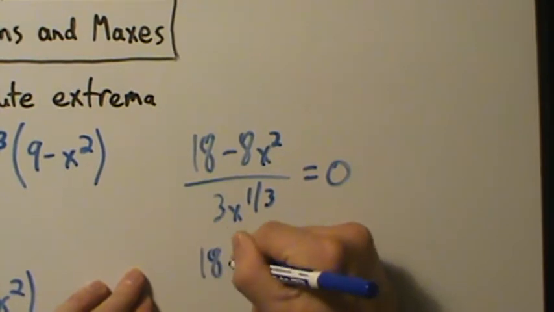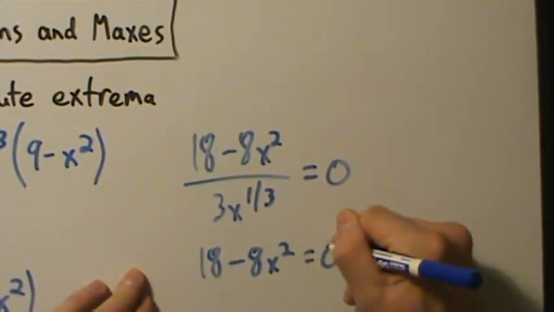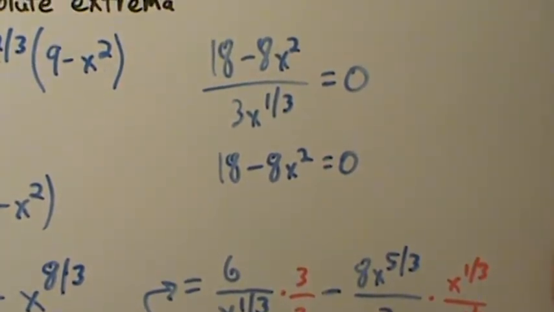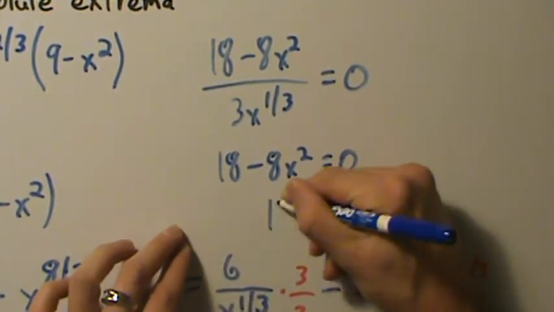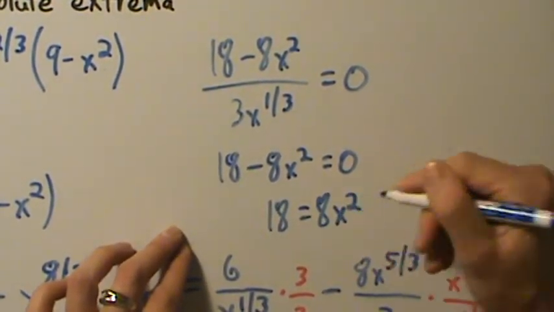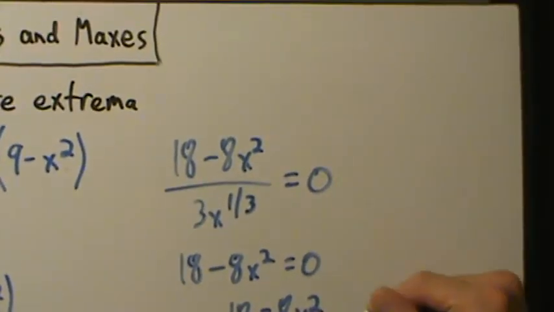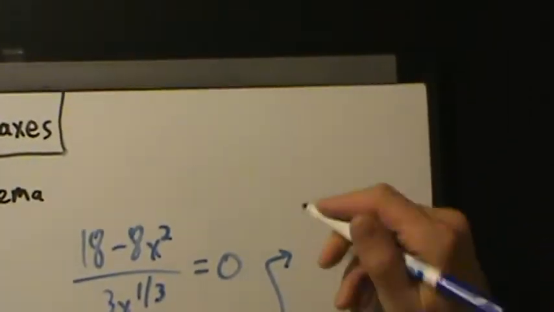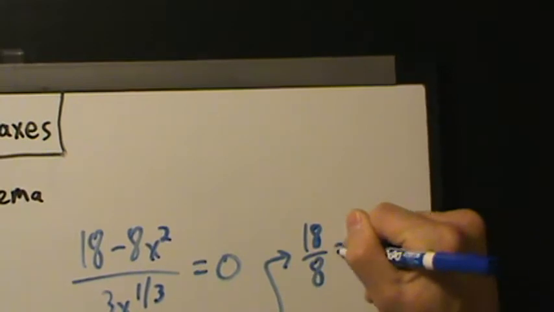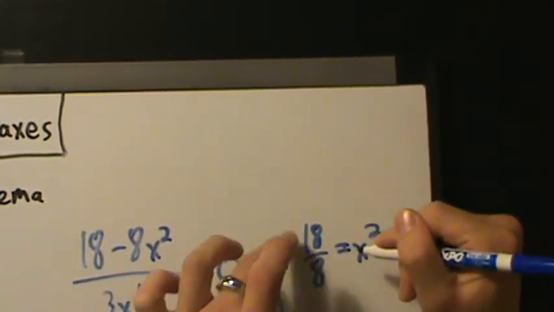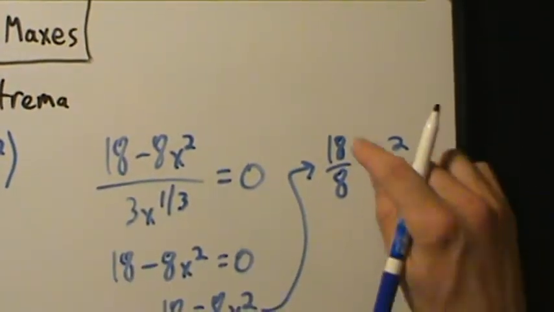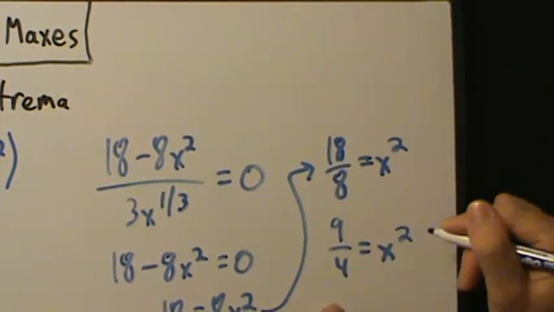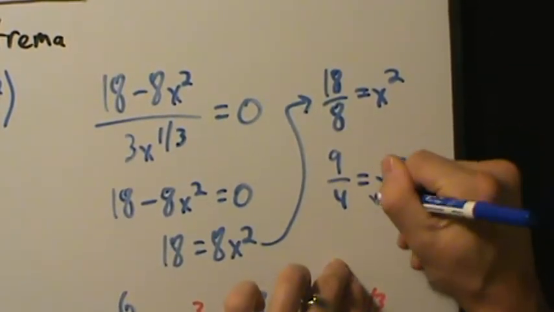So 18 minus 8x squared equals 0. If we solve this for x, there are a few different ways to approach it, but let's add 8x squared to both sides, so 18 equals 8x squared. And then let's divide both sides by 8, so 18 over 8 equals x squared. 18 over 8 simplifies, if we pull out a 2 from the top and the bottom, to 9 over 4. So 9 over 4 equals x squared. And then we have to take the square root of both sides.